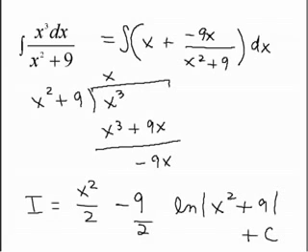Now, if we integrate this, it's very easily done. We get x squared over 2 minus 9 halves natural log of x squared plus 9 plus a constant of integration. See, so this is the way we use longhand division to integrate a rational function where the degree of the numerator is greater than that of the denominator.